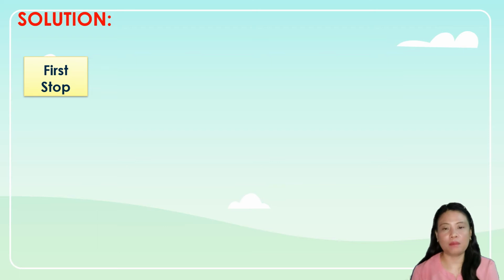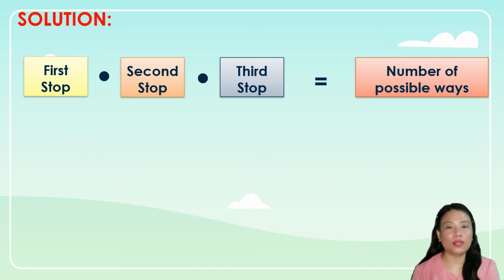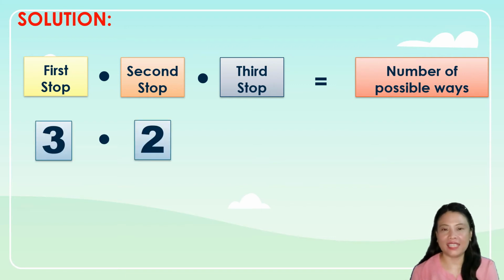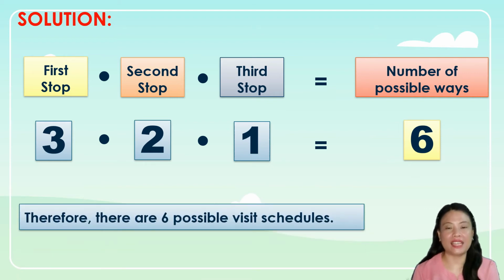Applying the fundamental counting principle in the problem on visiting schedule, we will have this solution. First stop times the second stop times the third stop equals the number of possible ways. Substituting the number of choices per stop, we will have 3 times 2 times 1. And what do you think is the product? Correct. 6 is the answer. Therefore, there are 6 possible visit schedules.